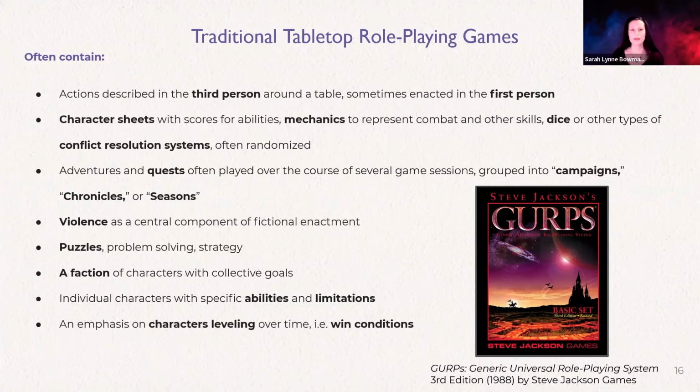Character sheets with scores for abilities are really common. Mechanics to represent combat and other skills, dice or other types of conflict resolution systems that are often randomized, as I've mentioned before. Adventures and quests, which are often played over the course of several game sessions and grouped into what are called campaigns in Dungeons and Dragons. They're called chronicles in the World of Darkness, seasons in Fate system. So there's different ways to think about these different groupings of play sessions.